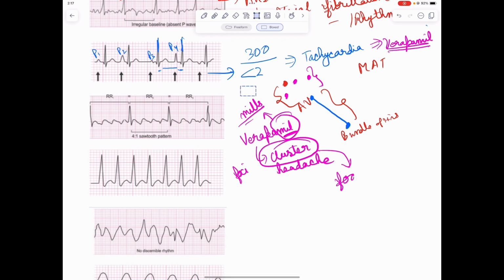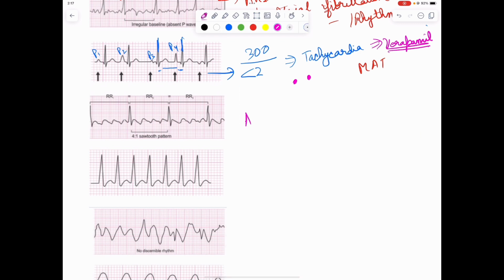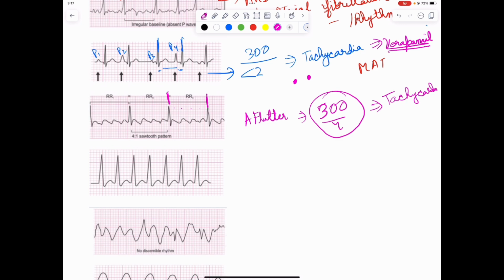Now we move on to the next disease, that is atrial flutter. What happens in atrial flutter? In atrial flutter, the RR intervals are equal, RR1 is equal to RR2 is equal to RR3, and there is a sawtooth pattern. First let us calculate the heart rate from the RR interval, that is 1, 2, 3, 4. Here it is 300 divided by 4, so it is neither tachycardia nor bradycardia. Since all intervals are equal, that means we are dealing with atrial flutter.